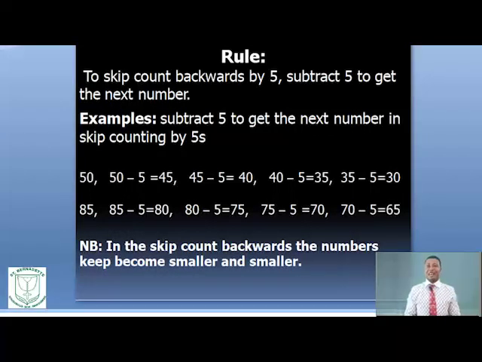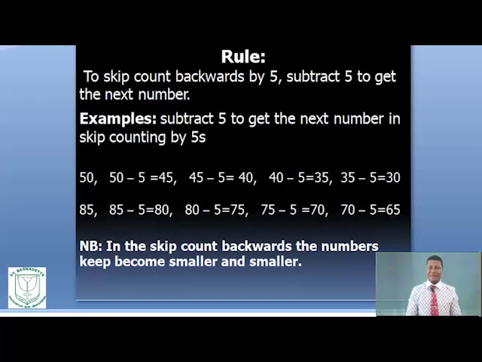To skip count backwards by 5s, subtract 5 to get the next number. Example, subtract 5 to get the next number in the skip counting by 5s.